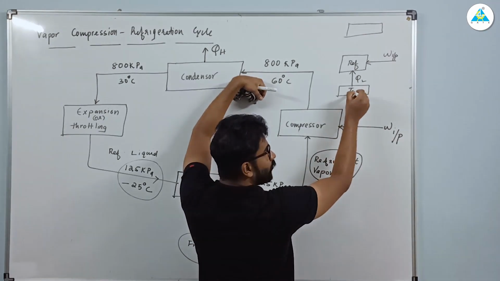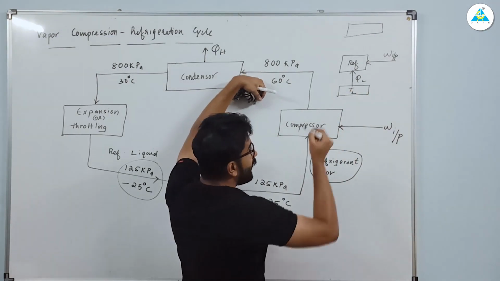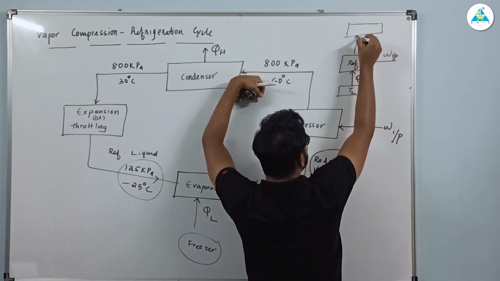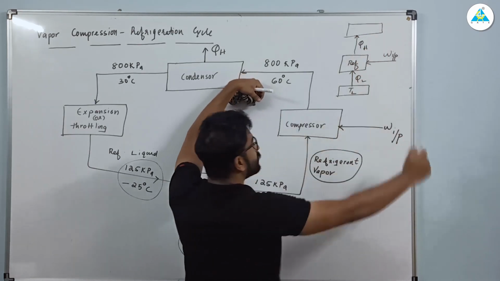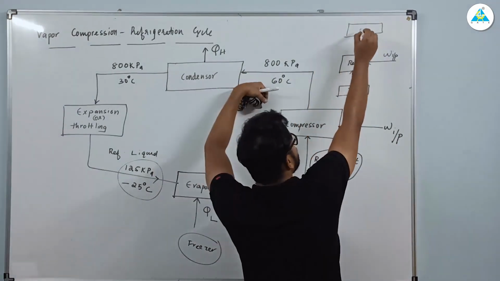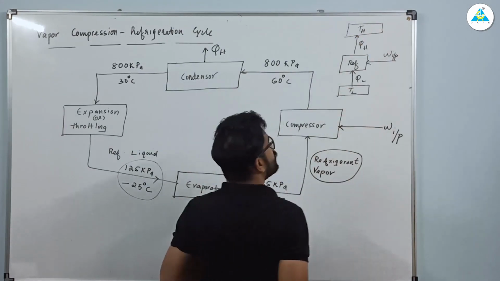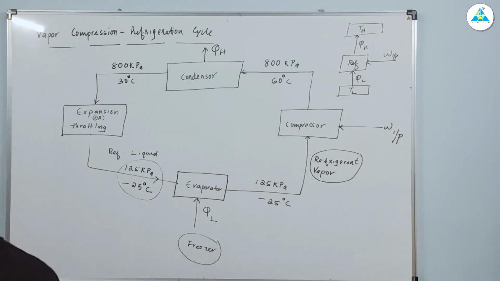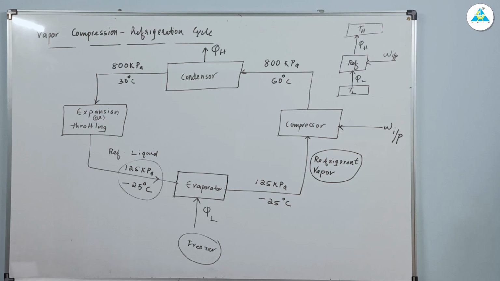So this is at a lower temperature, TL, and the refrigerator is releasing heat to outside. So the outside temperature is more compared to the inside temperature. Clear? I hope you understood the block diagram of the refrigerator.